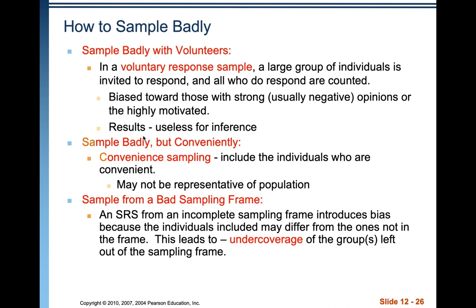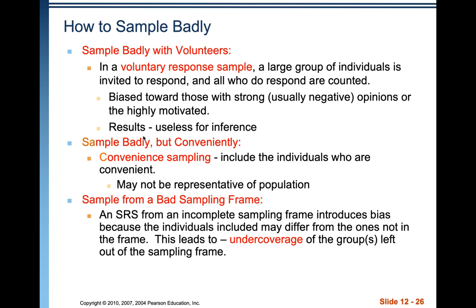Okay, so let's talk about how to sample badly. First way you can sample badly is with volunteers, and this is done all the time. In a voluntary response sample, a large group of individuals is invited to respond, and all who do respond are counted. Okay, there's no going through and picking anybody. There's no use of randomization.